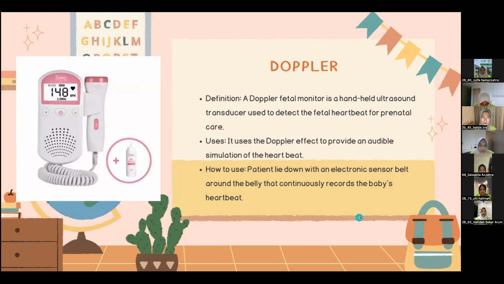Doppler. Definition. A Doppler fetal monitor is a handheld ultrasound transducer used to detect the fetal heartbeat for prenatal care. It uses the Doppler effect to provide an audible simulation of the heartbeat. How to use. The patient lies down with an electronic sensor belt around the belly that continuously records the baby's heartbeat. Next slide.